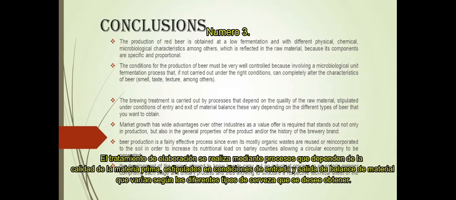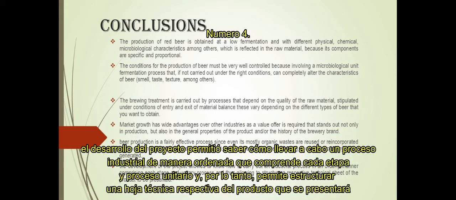Third, the brewing treatment is carried out by processes that depend on the quality of the raw material, stipulated on the conditions of entry and exit of the matter balance that vary depending on the different types of beer that you want to obtain. Fourth, the development of the project allowed us to know how to carry out an industrial process in an orderly manner, comprising each stage and process unit, and thus allowing us to structure and respect the technical sheet of the product to be presented.